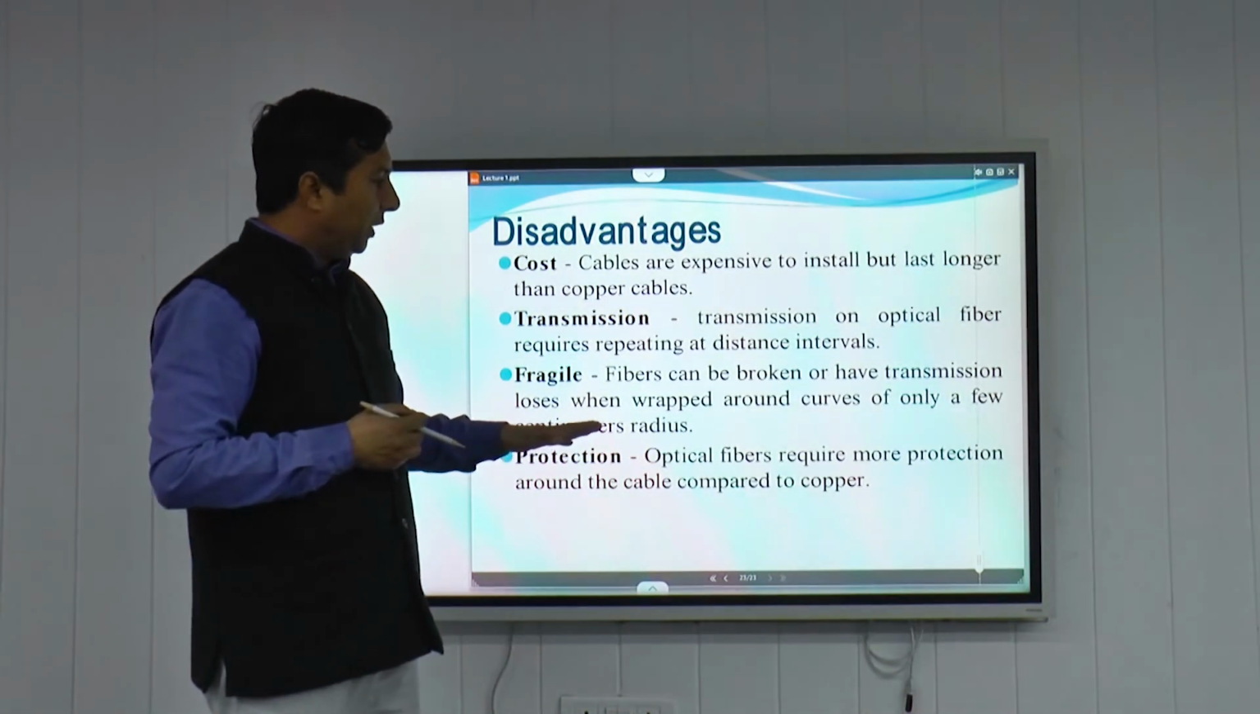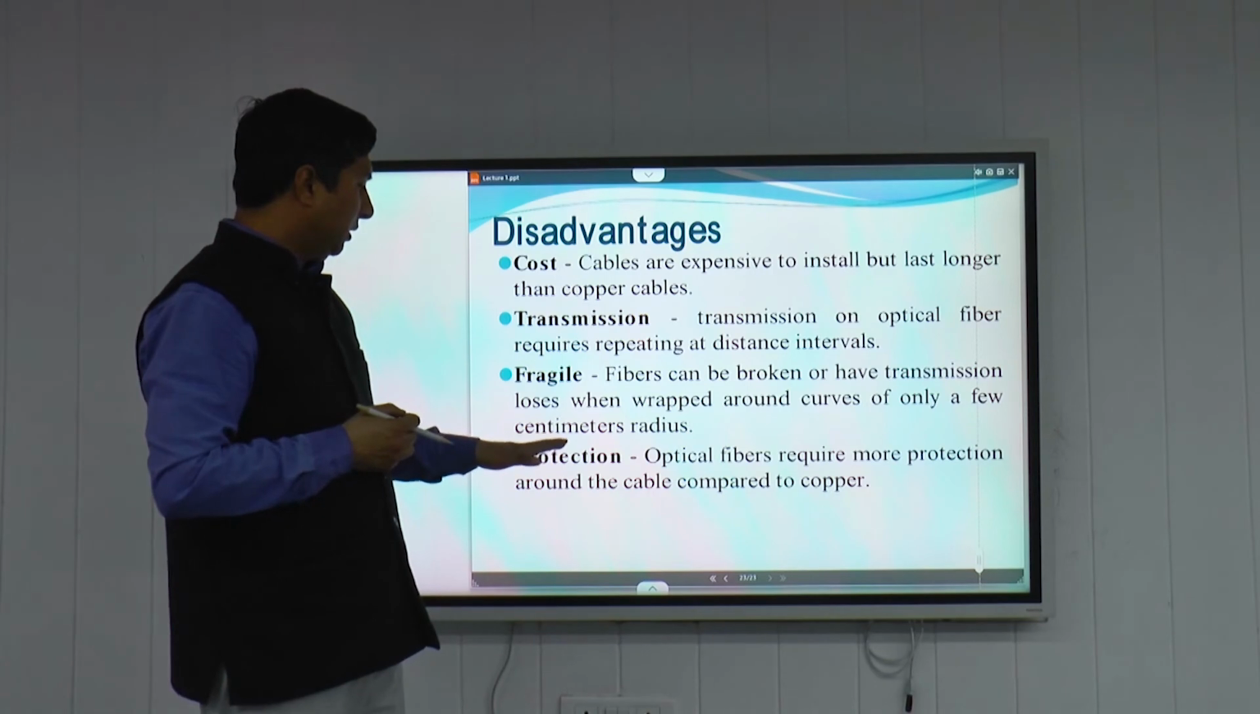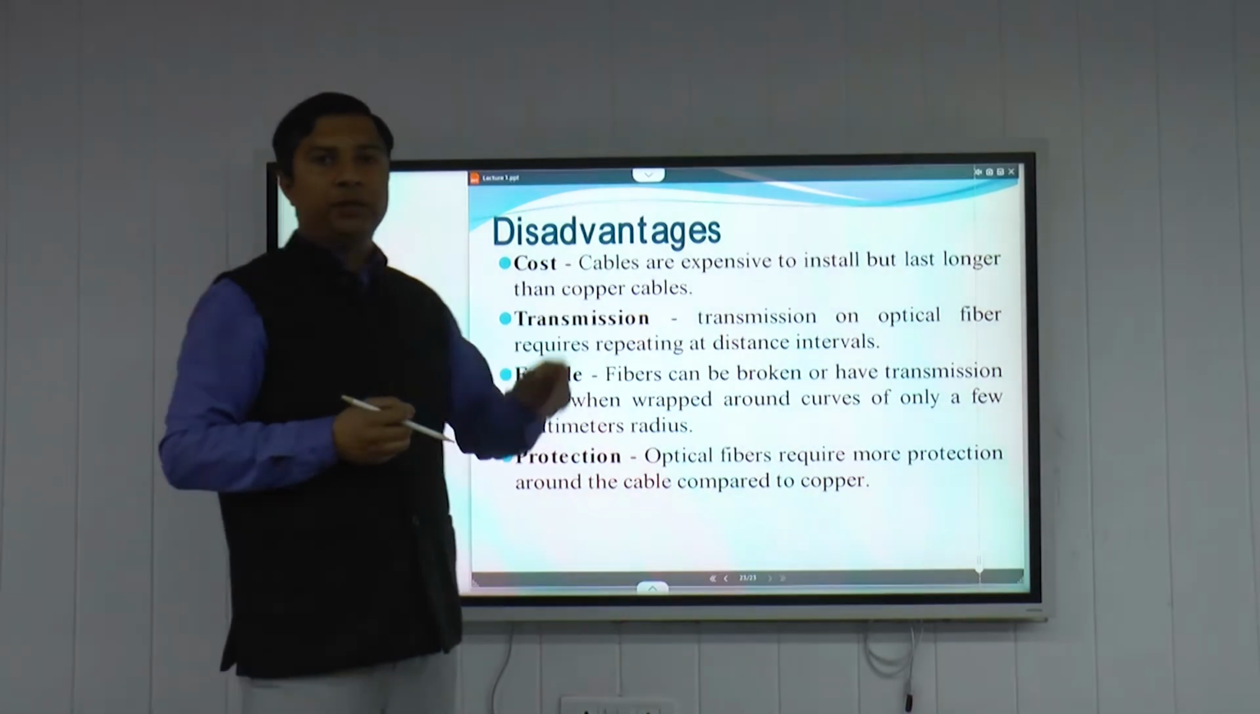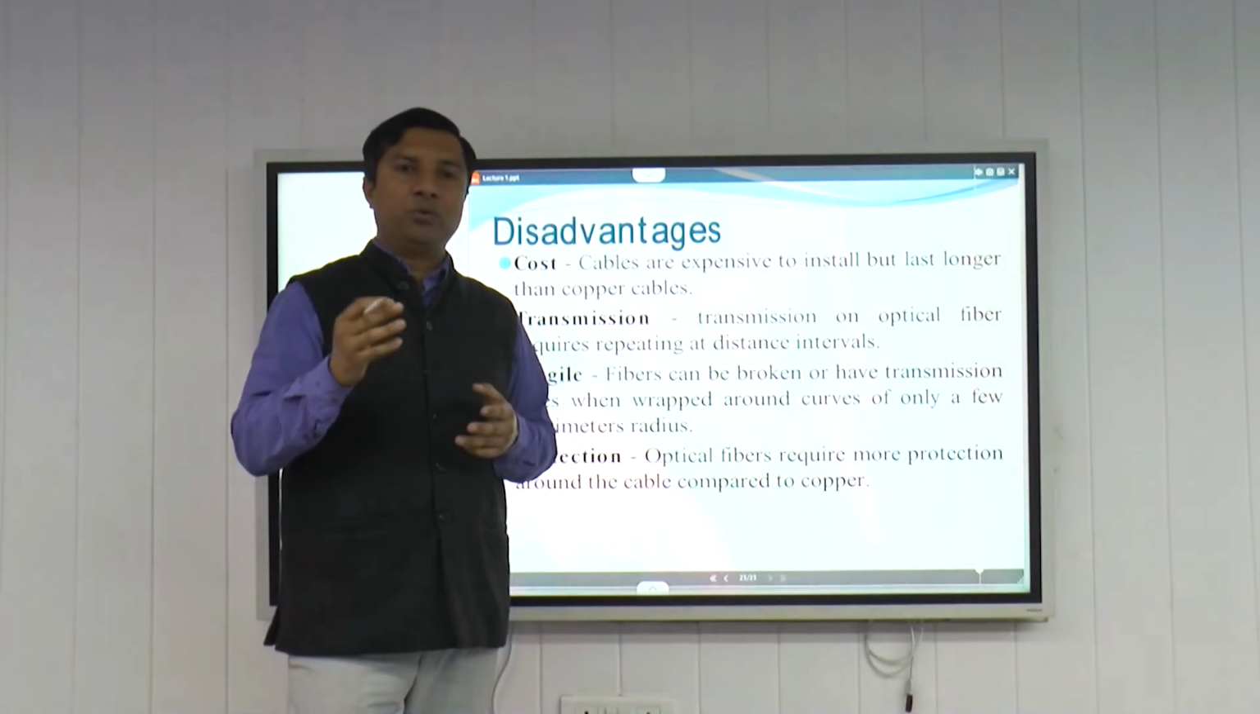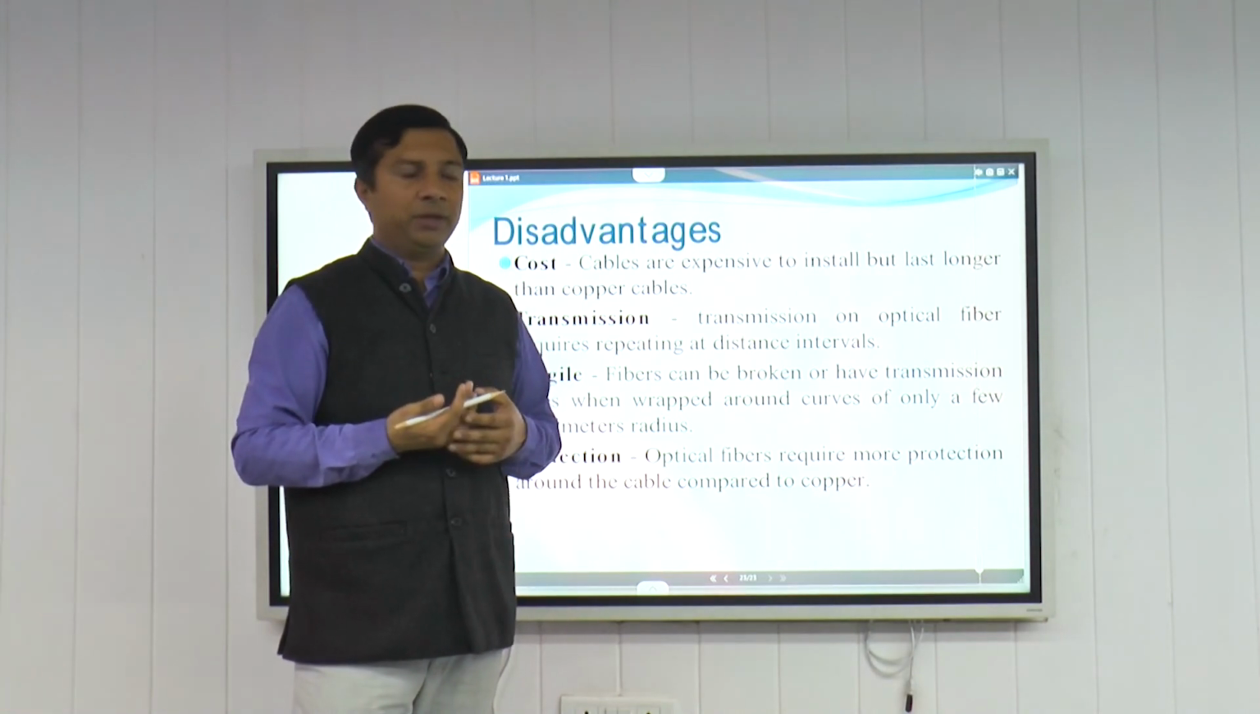Protection: optical fiber requires more protection around the cable as compared to copper. So you have to give further protection to optical fiber cables.